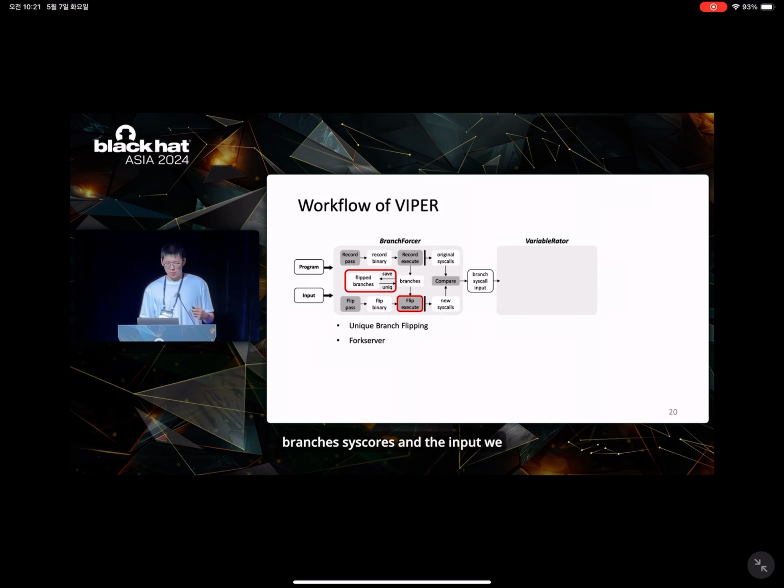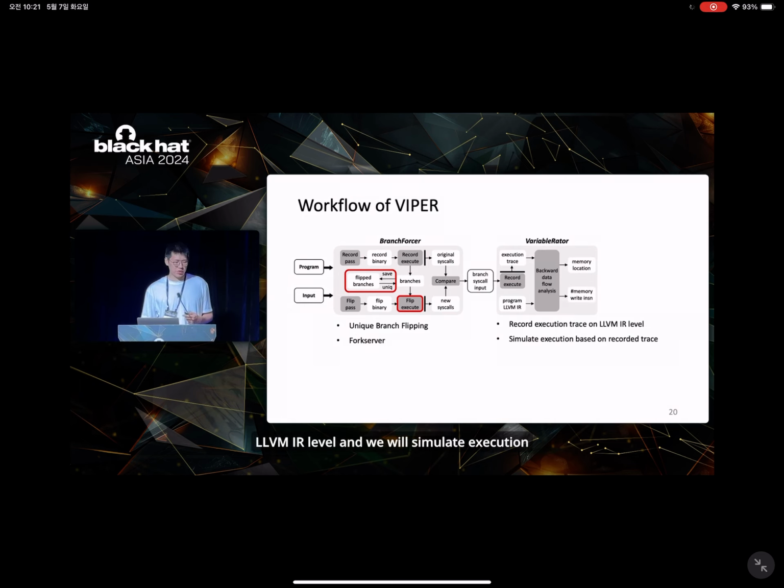After getting the branches, syscalls, and the input, we will feed them to the variable rater. Variable rater will first record the execution trace of this input on the LLVM IR level. And we will simulate the execution based on the recorded trace and perform the backward data flow analysis. And finally, Viper will report the syscall guard variables with a high probability.